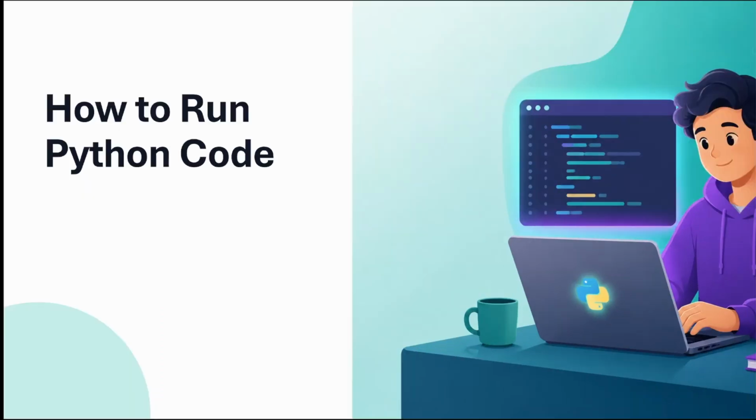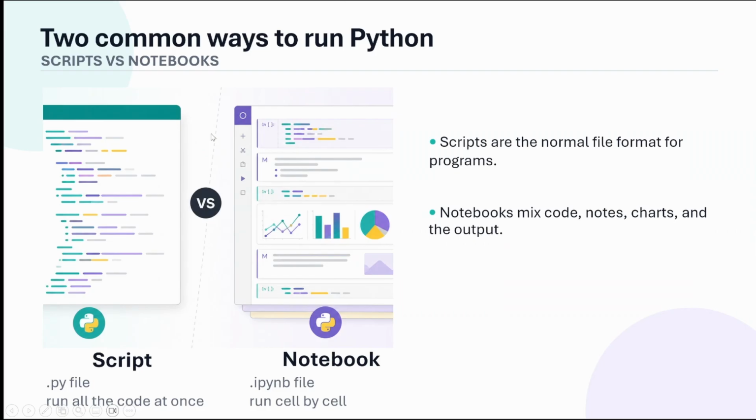Hello, in this video we'll see how to run Python code. There are two common ways to run Python: scripts and notebooks. In a script you have a .py file and you run all the code at once, whereas a notebook has a different extension and you run cell by cell. Scripts are the normal file format for programs, whereas notebooks mix code, notes, charts, tables, and the output.